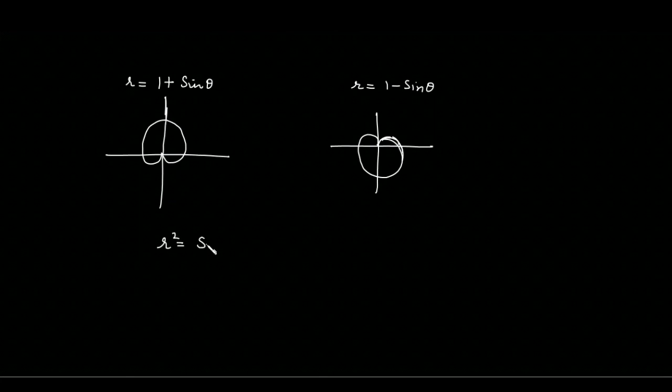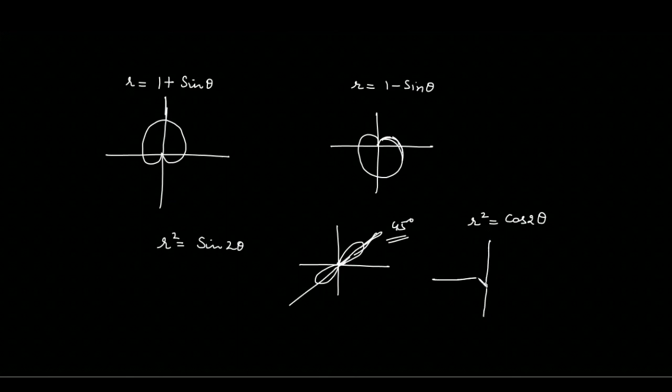And r square is equal to sine 2 theta. So the graph is symmetrical about pole only, and the graph it is 1 at 45. So this is the graph of r square is equal to sine 2 theta. Similarly, the graph of r square is equal to cos 2 theta, that is also symmetrical about pole, that will be at 0 it is 1, right? At pi it will become negative, so the negative distance will be with the help of backward distance, right? So the graph for r square is equal to cos 2 theta, it will be this one.